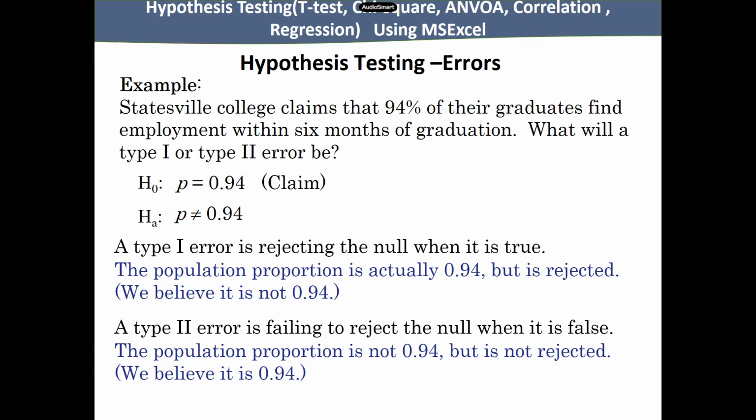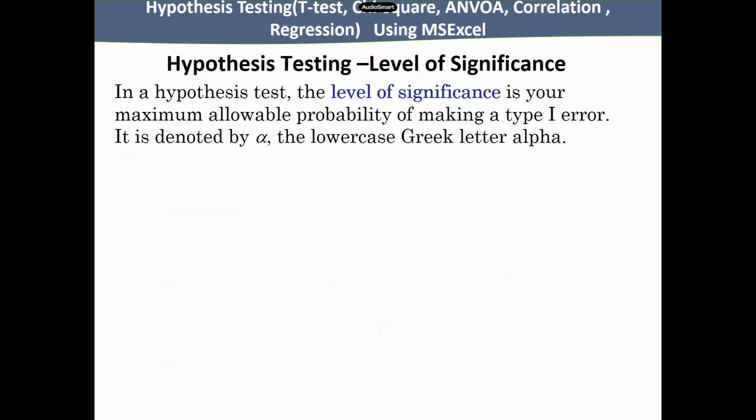You get it? The second one, a type 2 error, is failing to reject the null hypothesis when it is false. The population proportion is not 0.94, it's not 94%, but it is not rejected. We believe that it is true. Does that make sense? It does make sense. A lot of sense. So, hypothesis. Now, something called the significance level.